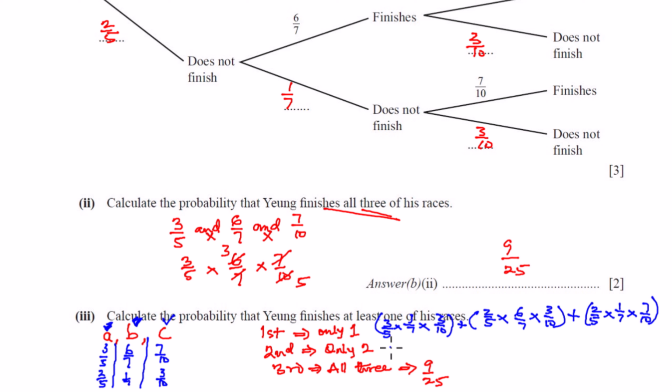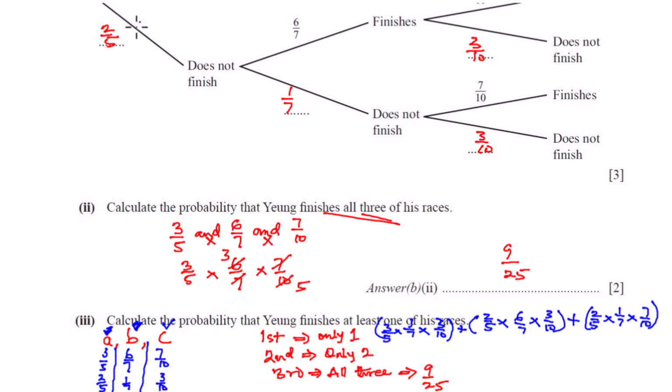So the second case, he only finished 2. Let me readjust this. Using ABC like I used earlier as the races, for this second scenario it's either he finished A and B, or B and C, or A and C. So it's either race A and B, or race A and C, or race B and C.